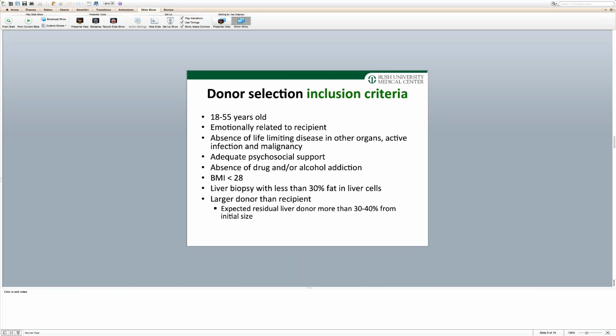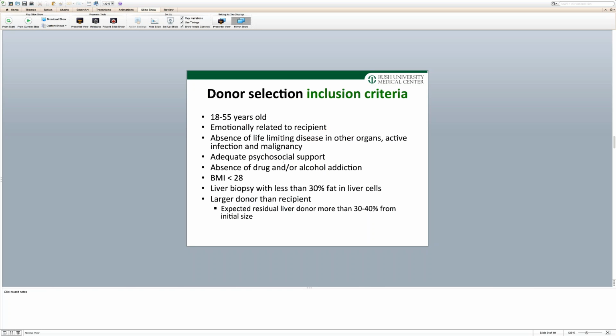The potential donor has to have absence of any life-limiting disease in other organs, has to be free of any active infection and no evidence of malignancy. Also, the ideal donor should have very good psychosocial support and should not have any drug use or alcohol addiction.